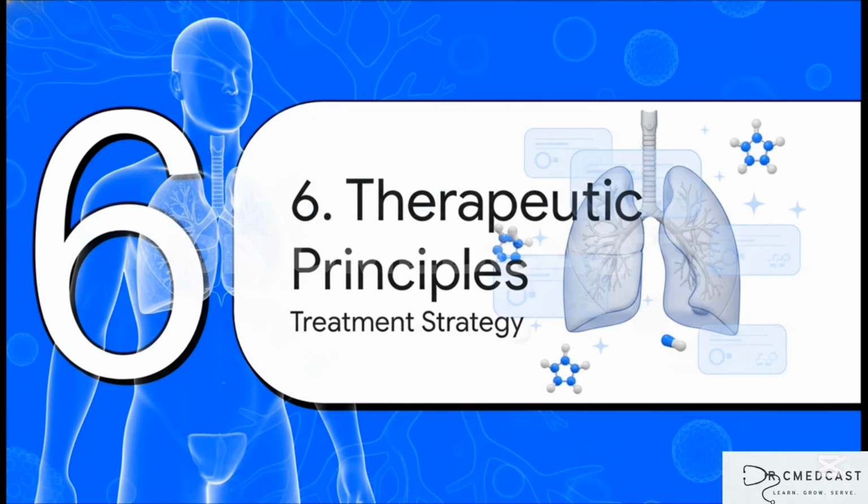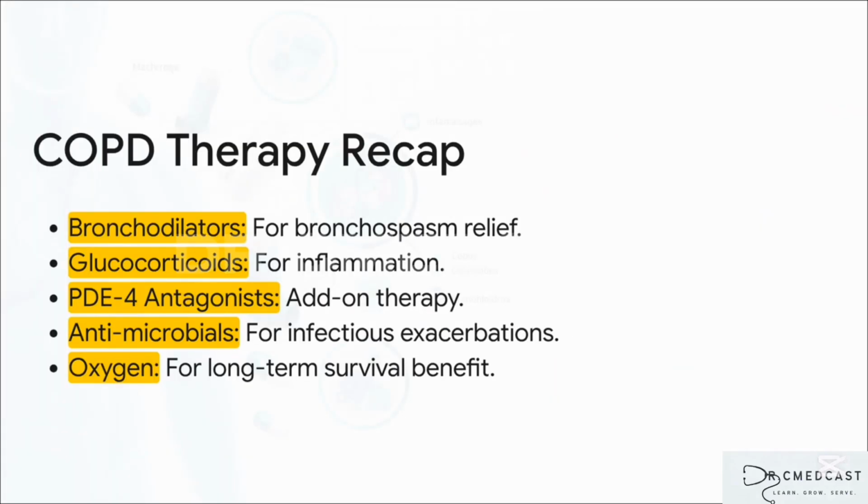Okay, let's wrap this all up. We're going to pull everything we've talked about together into the core principles of how we manage COPD. So here's the summary, plain and simple. We use bronchodilators to open the airways and make breathing easier. We use glucocorticoids to fight inflammation, both during flare-ups and for long-term control. We have add-on drugs like PDE4 antagonists for tougher cases. We use antibiotics to treat infections that trigger exacerbations. And finally, we use oxygen, the only therapy proven to help patients live longer. Each one has its own specific job to do.